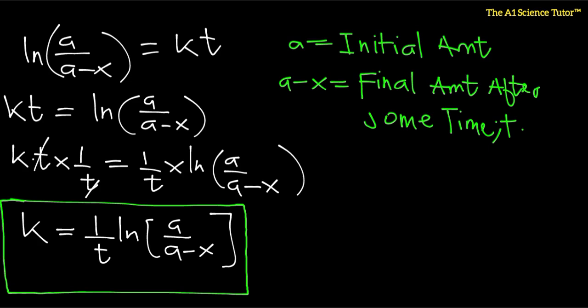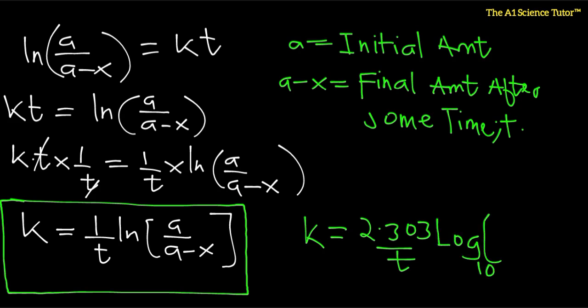But then there is also another form of it where you saw me writing k is equal to 2.303 divided by t, and this was multiplied by log to the base 10 of a divided by a minus x. So how did this come about? So let us see how that is done.